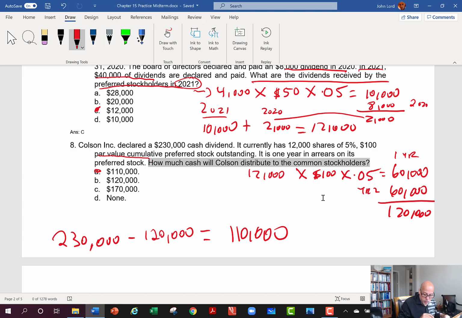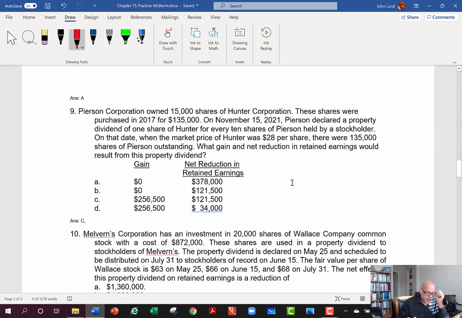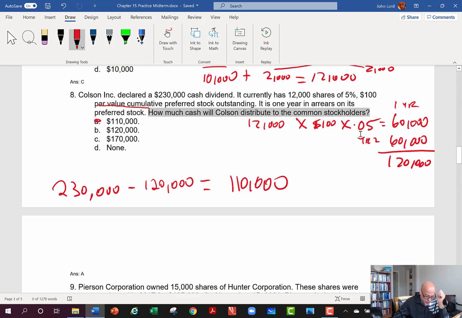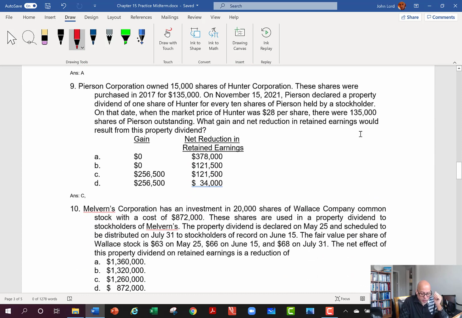Okay, good. Let's go over and take a look at the next question. In this case now, the dividend that's being distributed, the answer A to that last one, is going to be a dividend of stock. So this company made an investment in the stock of another company, and a little while later they decide to go ahead and distribute shares of that stock of that other company as a dividend.